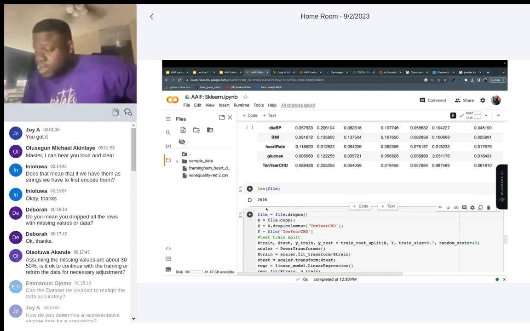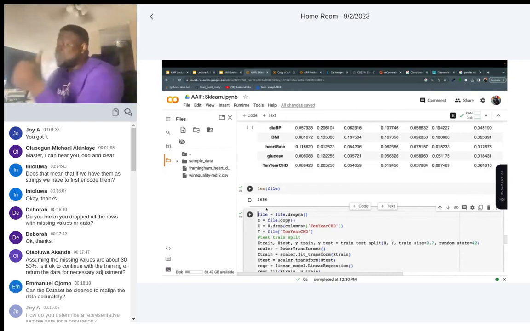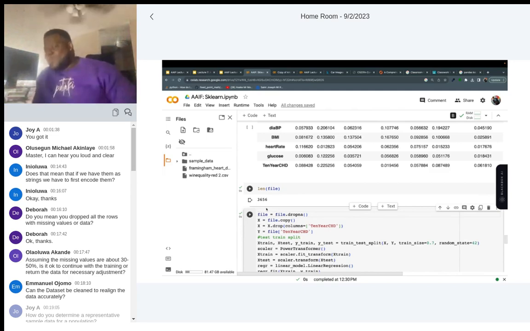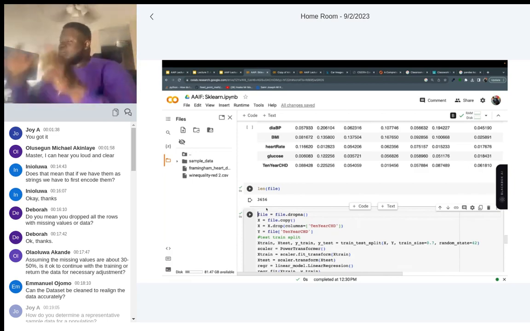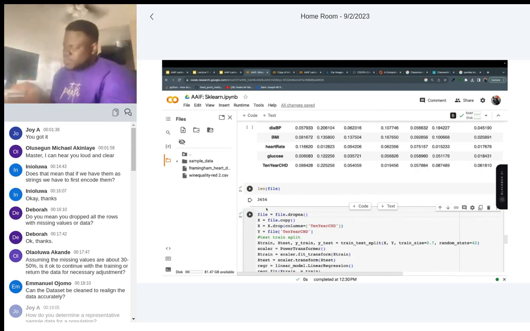Assuming the missing rows are about 30 to 50%, is it okay to continue the training or return the data for necessary adjustments? So as a machine learning engineer, a rule of thumb: don't go back and say I cannot do my job because the data is not complete. This translates to the next thing. If they give you 2 data sets, they can't give you 2 data sets, right? That one, return it. Now, if out of 4,200 only 600 rows are gone, you are good.